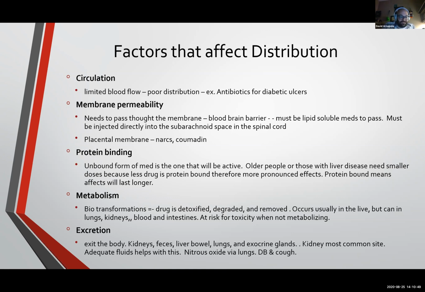For metabolism, it's biotransformation. The drug is detoxified, degraded, and removed. The main organ for metabolism is the liver. The main organ for excretion is the kidneys. So the liver does the work to break it down and make it water soluble, and excretion allows it to go away through the kidneys.